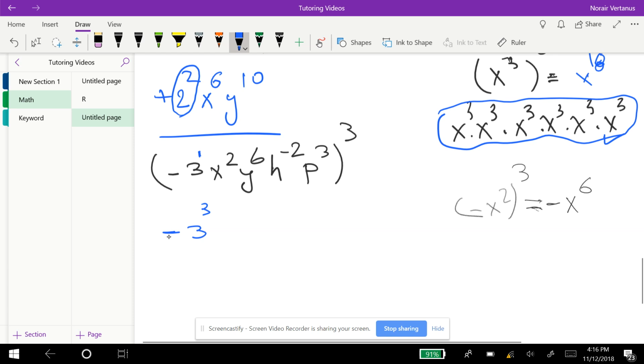So x squared to the third power is x to the power of 6. Y to the power of 3 times 6 is 18, not 16. H to the power of negative 2 times 3 is negative 6. Even if the power is negative, you multiply: negative 2 times 3 is negative 6. And then p to the power of 3 times 3 is 9. So that's the final answer.